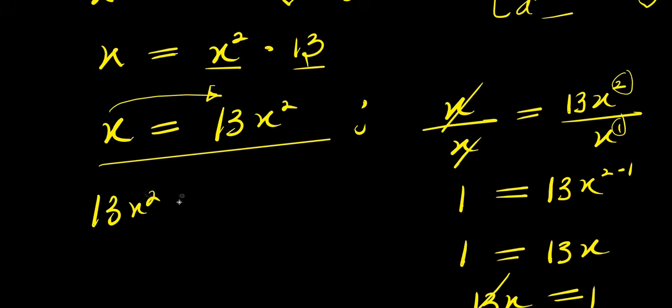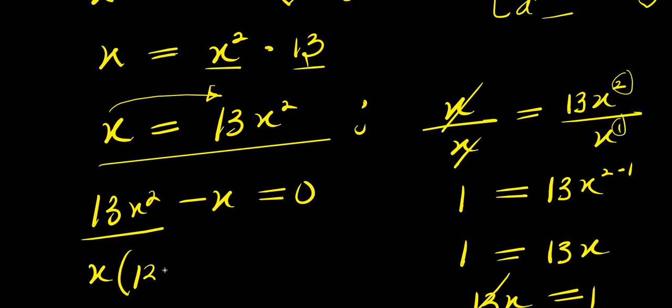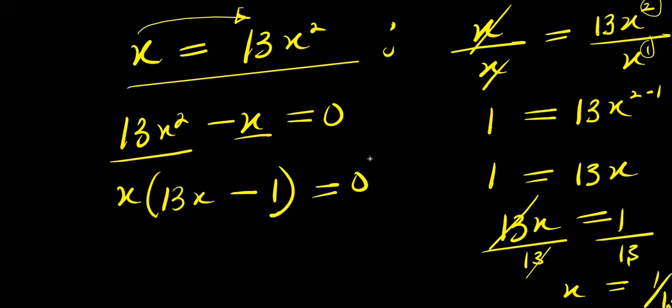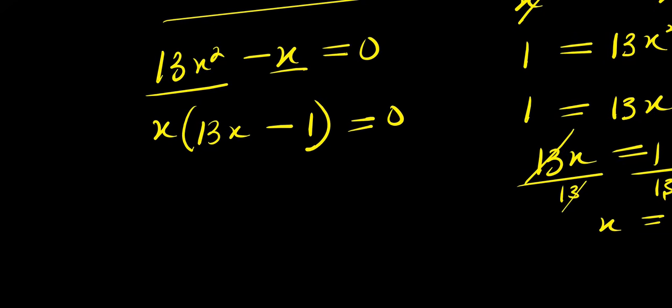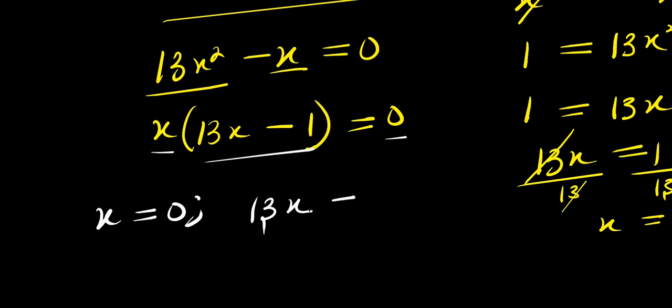I have 13x squared minus x equals 0. I can factor out x from here. I have x times this divides x, I have 13x minus this divides x, I have 1, and this equals 0. From here, I can equate this to 0, I have x equals 0. I can also equate this to 0, I have 13x minus 1 equals 0.